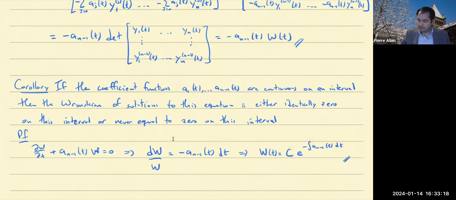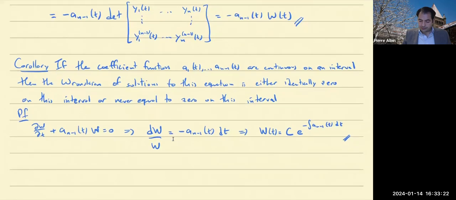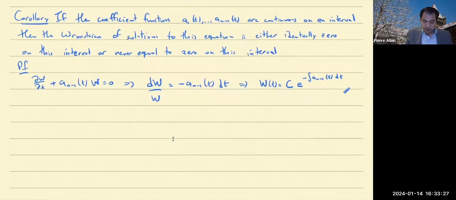Okay. Wonderful. Let's just, as an example, compute the Wronskian of the set e to the 2t and e to the minus 2t.